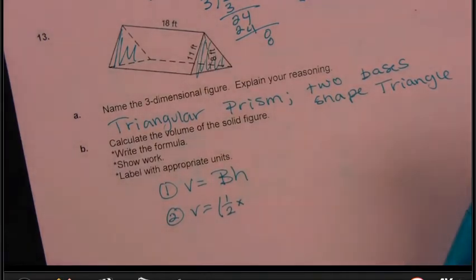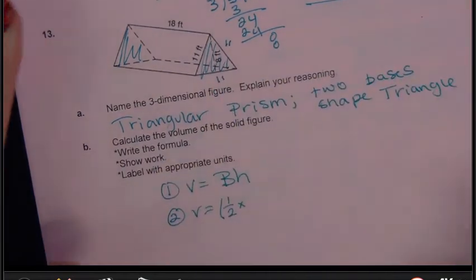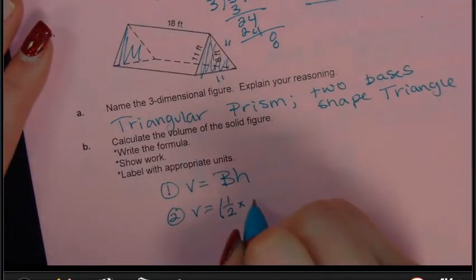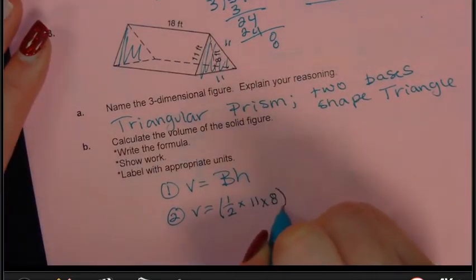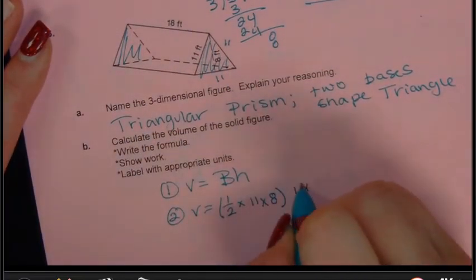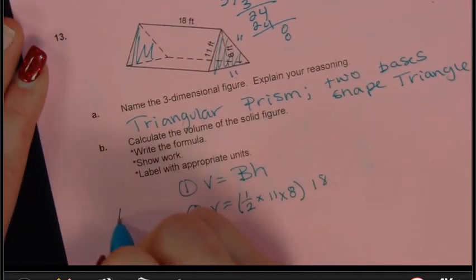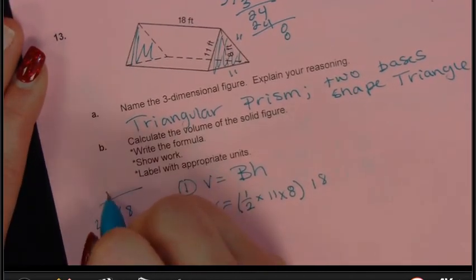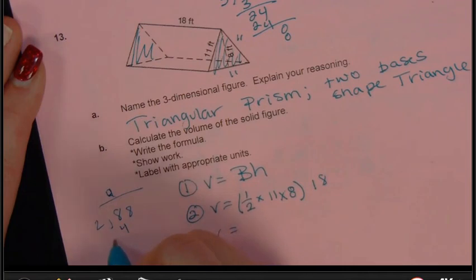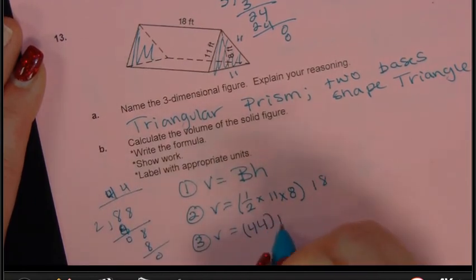Volume is going to equal, well, to find the area of a triangle, it's 1/2 base times the height. Well, I know the height, and we are not sure exactly the base, so we're going to assume that this is an equilateral triangle, which means all of my sides are 11. So my base is 11. The height is 8. And then the height of my prism is 18. So volume is going to equal, well, 11 times 8 is 88, and half of 88 is 44. So I have 44 times 18.